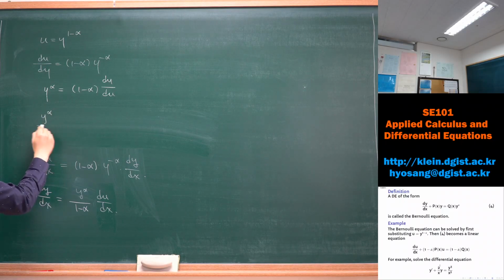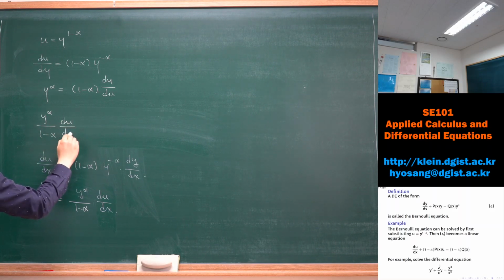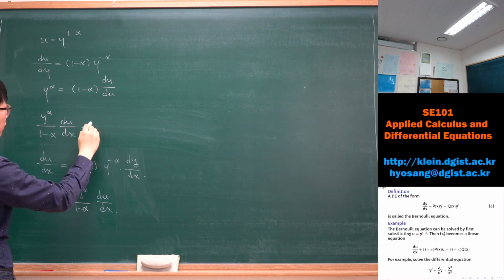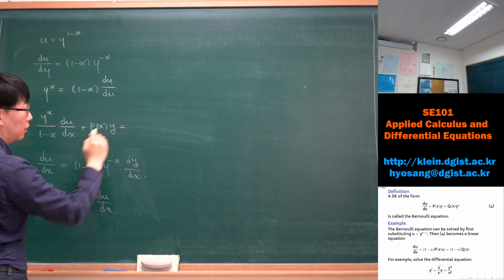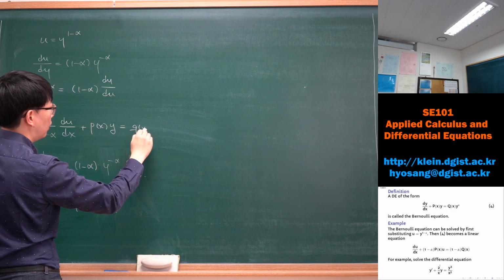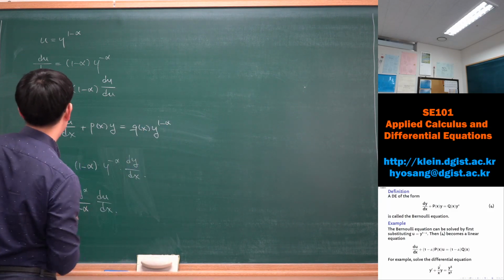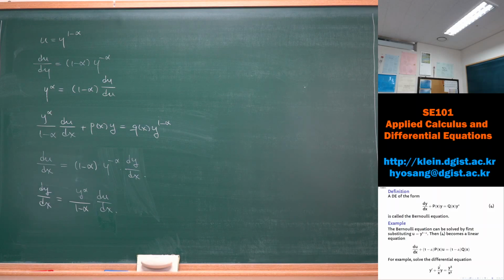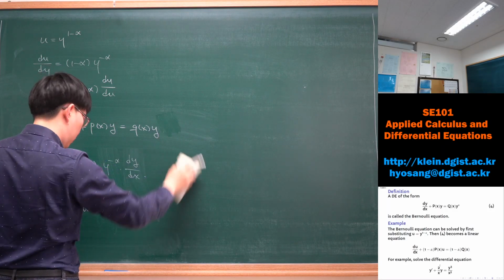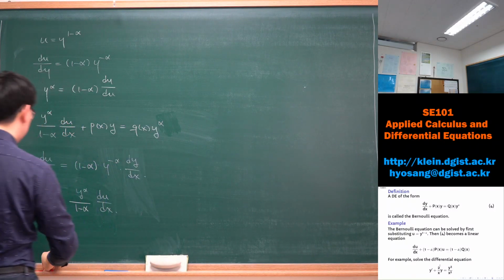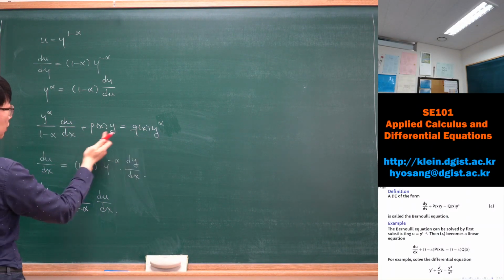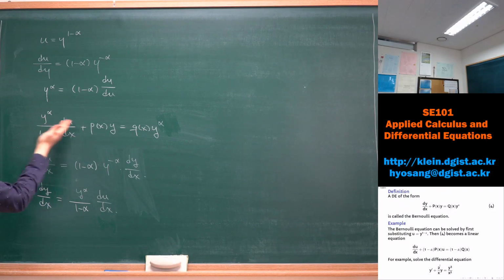I have y to the alpha, 1 minus alpha, and du dx instead of dy dx, plus p(x)y equals q(x)y to the alpha. Sorry, just alpha. So now let's divide y to the alpha on both sides, and also multiply 1 minus alpha on both sides. Since alpha is not equal to 1, this is not 0.